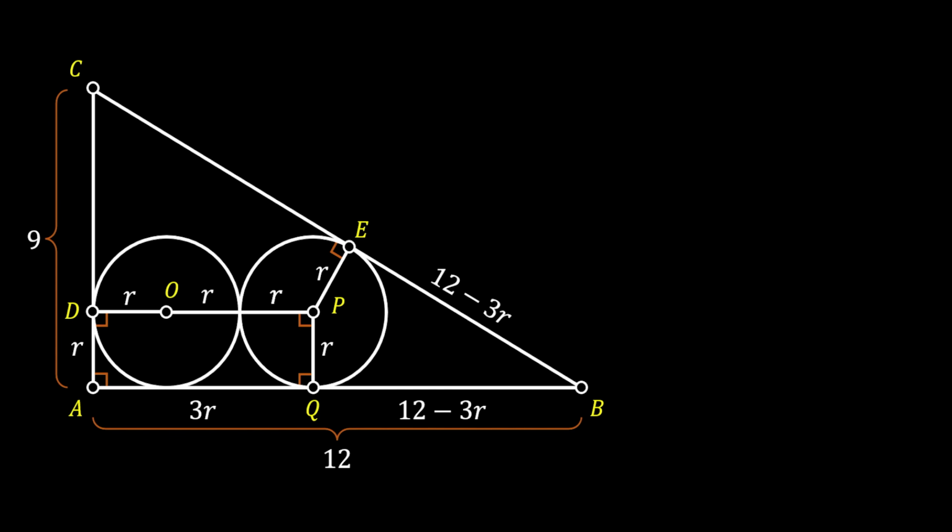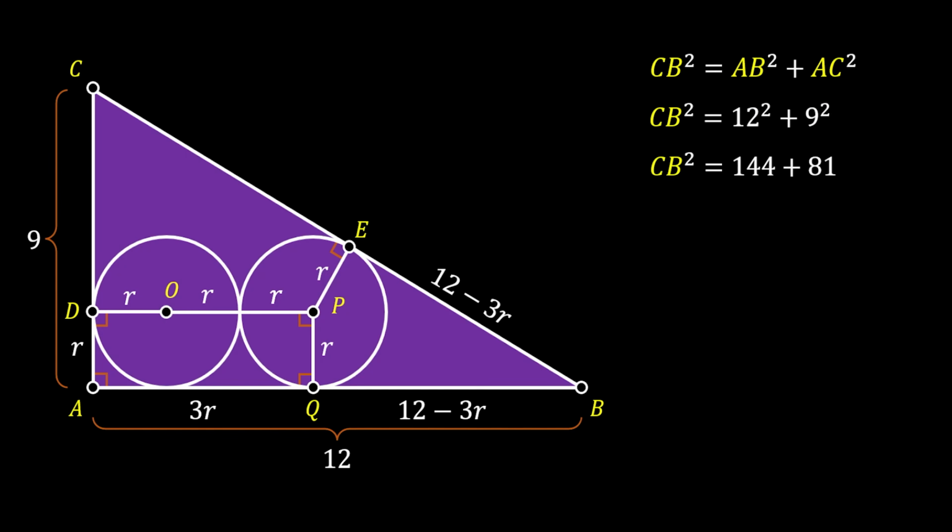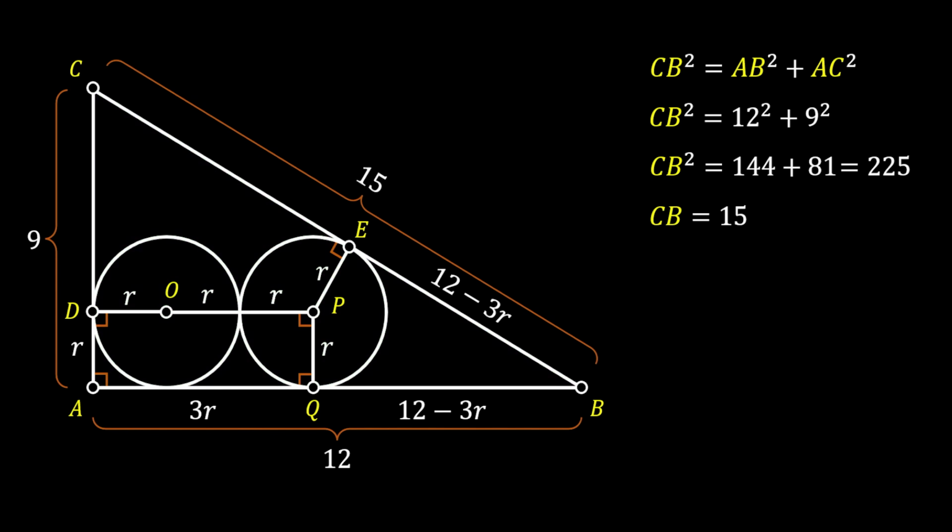Alright, so let's continue by noticing our right triangle ABC. We can use the Pythagorean theorem to find the hypotenuse CB. So CB squared must be equal to the leg AB squared plus the leg AC squared. We can substitute our values and we will get that CB squared is equal to 144 plus 81. This equals 225, which means that CB is equal to the square root of that, which is equal to 15.